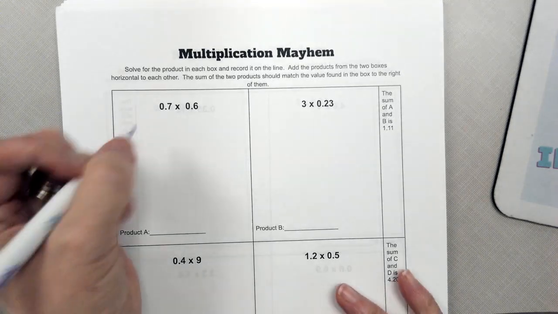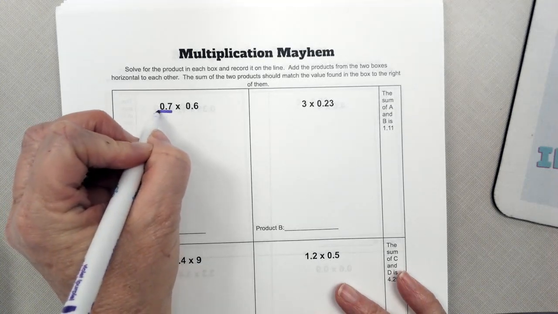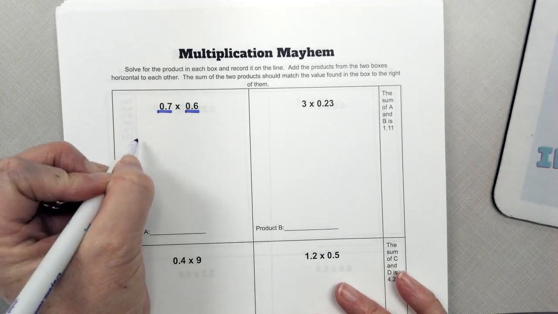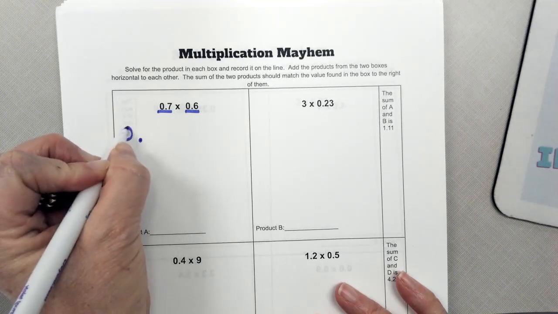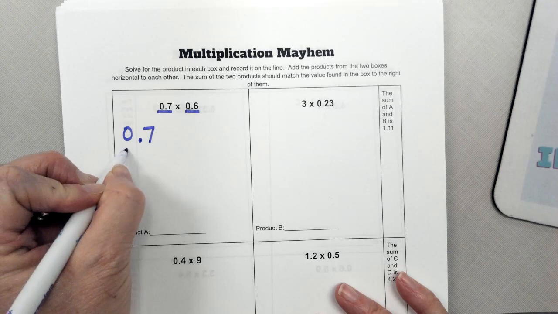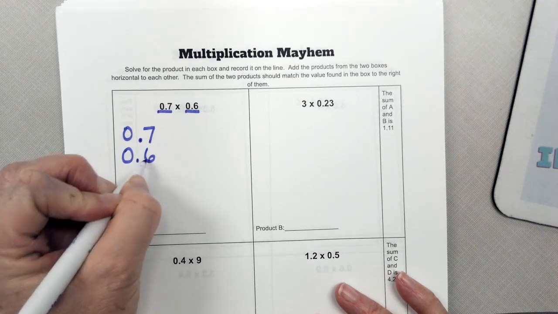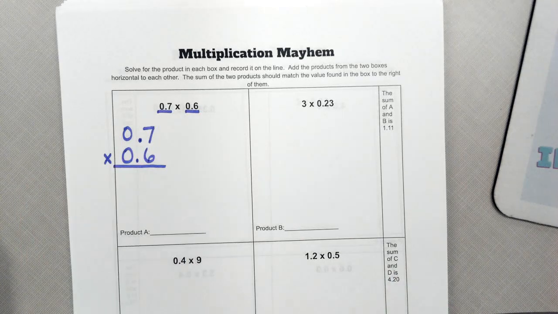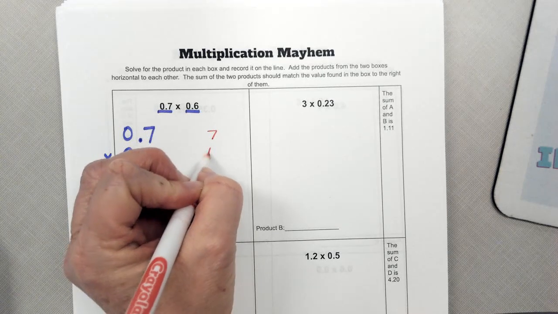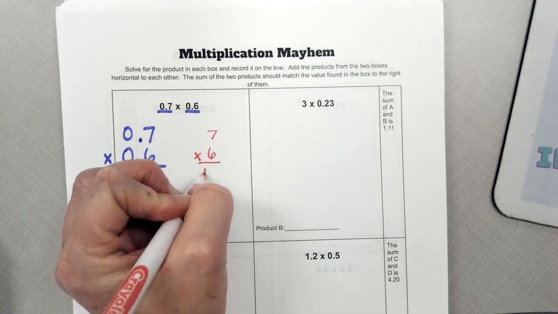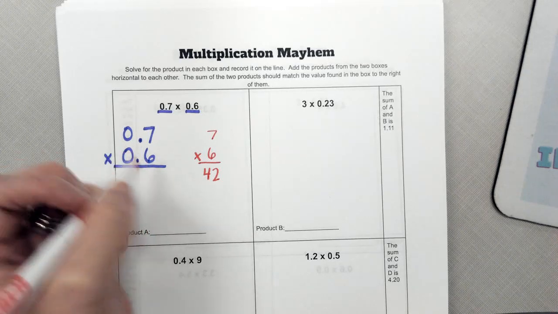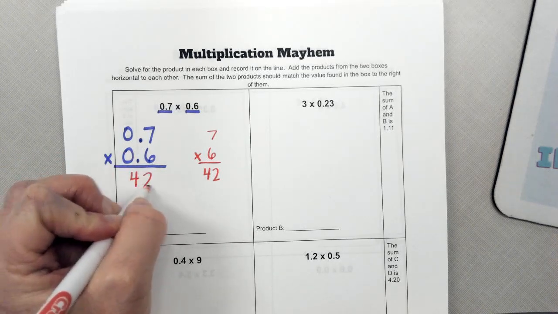So what we're going to do is set up 7/10 times 6/10. I like to set things up vertically. So I have 7/10 times 6/10. And I like to relate this to whole number multiplication. If I'm relating it to whole number multiplication, then I know 7 times 6 is going to give me 42.